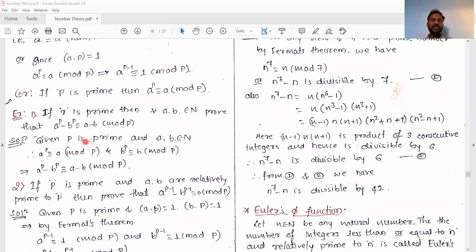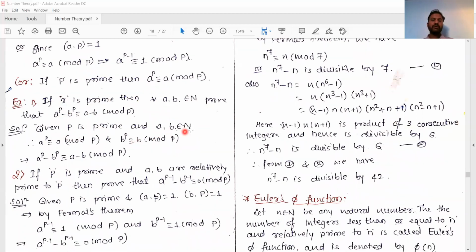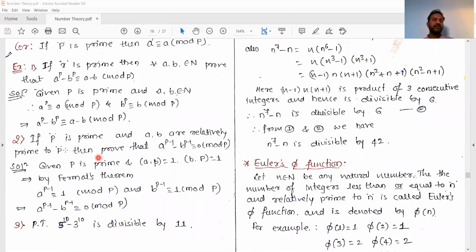Given p is a prime number and a, b belong to N, a and b are any two natural numbers. Then by using this corollary, we can write a raised to p is congruent to a mod p and b raised to p is congruent to b mod p. So by using the properties of congruence, a raised to p minus b raised to p is congruent to a minus b mod p. That is the required.